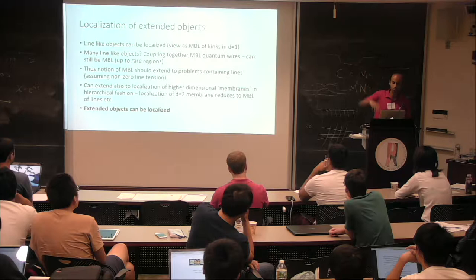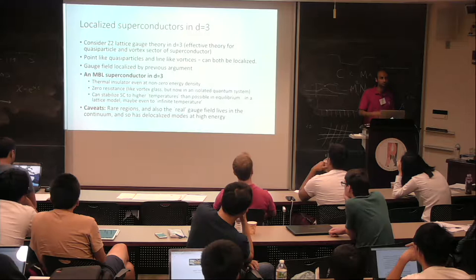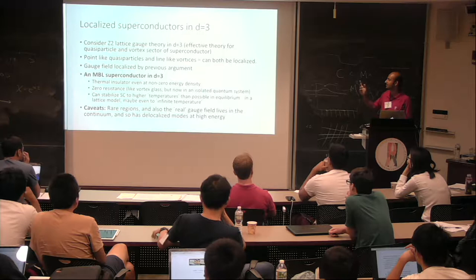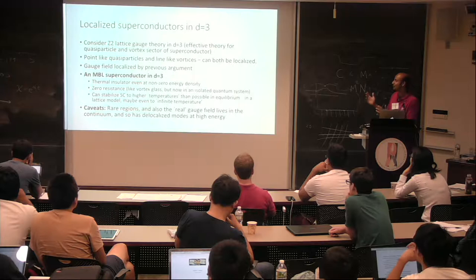So if I now come back to my motivating problem, which was fermions on a 3-dimensional lattice with a 1 over R interaction, I go into the superconducting phase, I have Ising gauge theory in 3 dimensions. Ising gauge theory now contains line-like objects, but the line-like objects can be localized, so there should be such a phase as a localized superconductor on the 3-dimensional lattice.